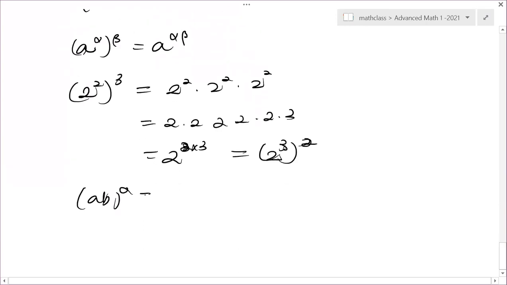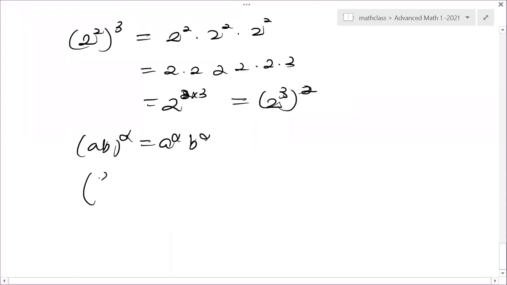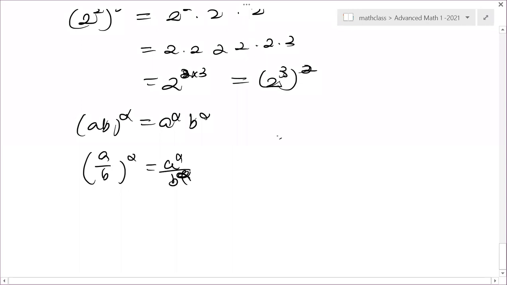Oh, wait, by the way, a times b to the alpha is going to be a to the alpha, b to the alpha, okay? Another one is a over b to the alpha, which is going to be a to the alpha over b to the alpha, same alpha. So let me show you an example: ab squared is going to be a squared, b squared. Why?